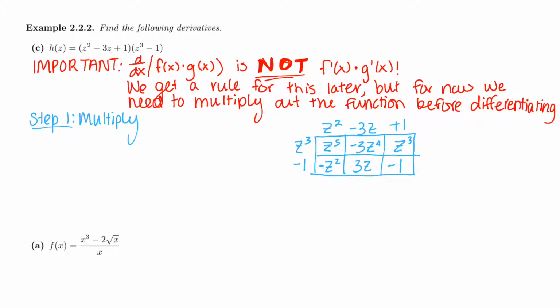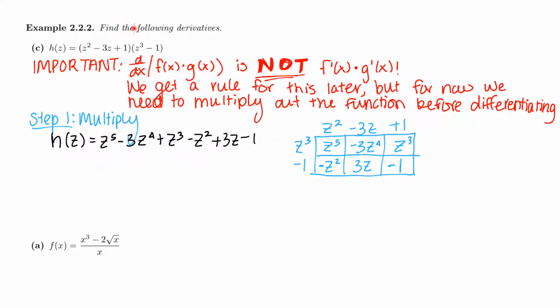If you have all the powers and they're all descending, it all turns out nicely and you can add diagonally. But here we can just see none of these will combine together. So we could just write, what is this? H of z is z to the 5th minus 3z to the 4th plus z cubed minus z squared plus 3z minus 1.